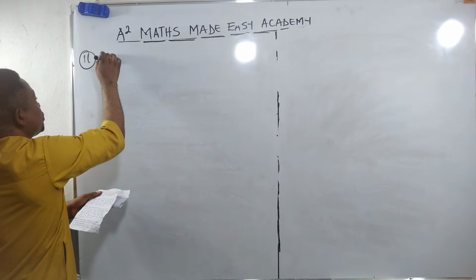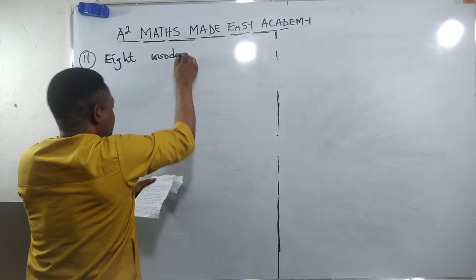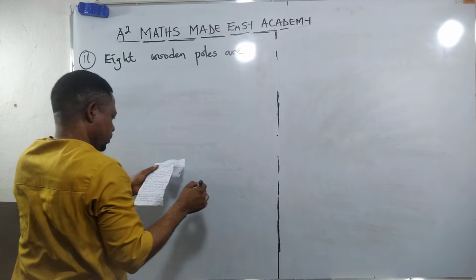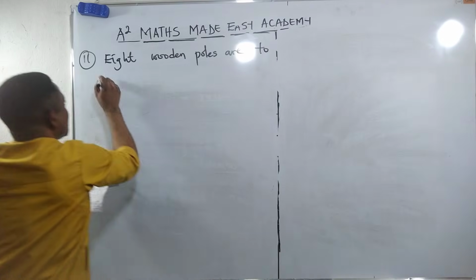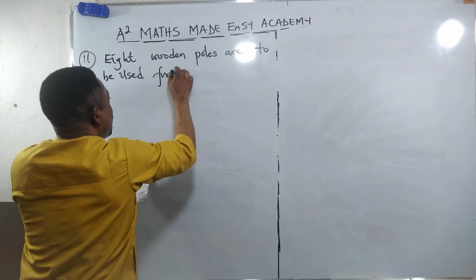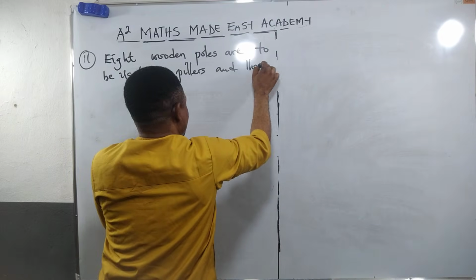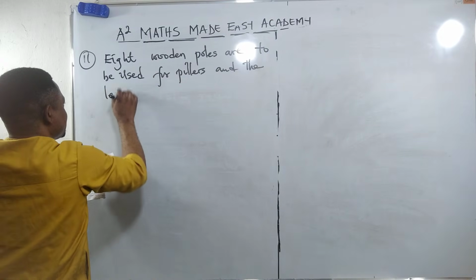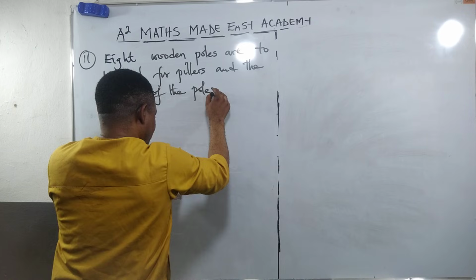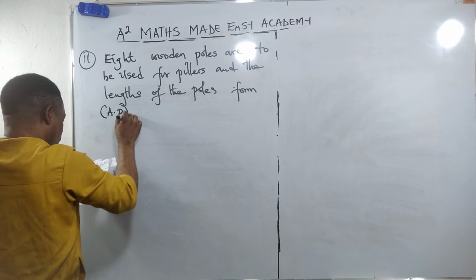Remember, we are looking for the application. We have written this. 8 wooden poles are to be used for pillars. And the lengths of the poles form an AP, which is arithmetic progression.